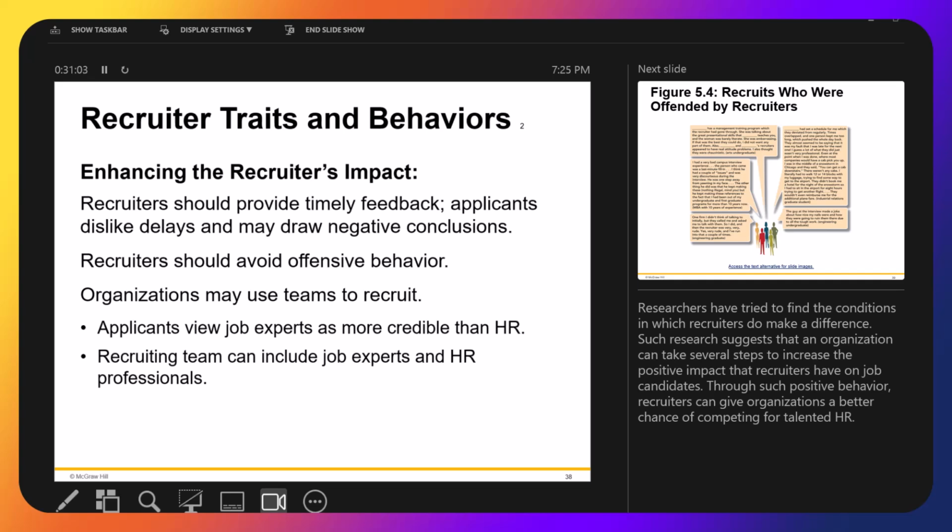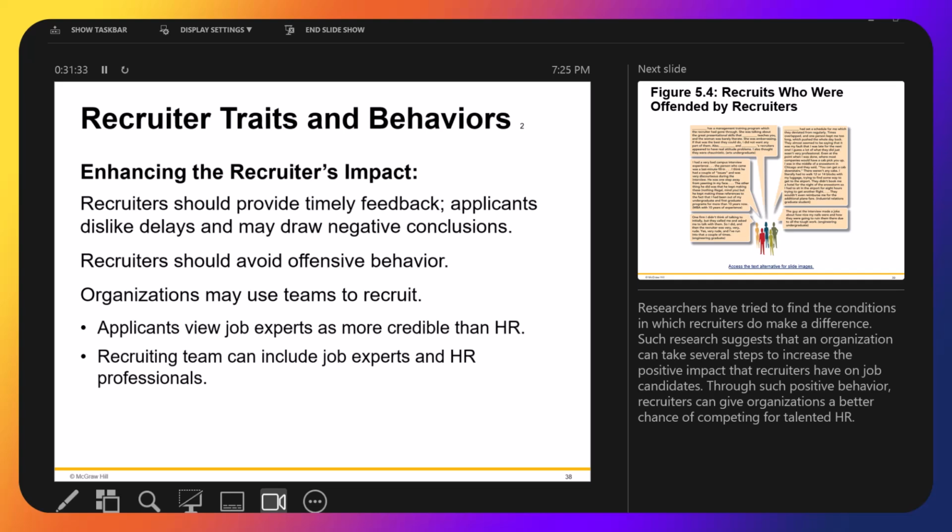Enhancing the recruiter's impact. Recruiters should provide timely feedback. Applicants dislike delays and may draw negative conclusions. I can tell you right now, when people are going through processes and dealing with recruiters, they expect timely communication. If you don't provide it, people will drop out of the hiring process. Recruiters should avoid offensive behavior. I don't know why any recruiter would ever do that, because really the goal is to bring people into the organization, not run them away.